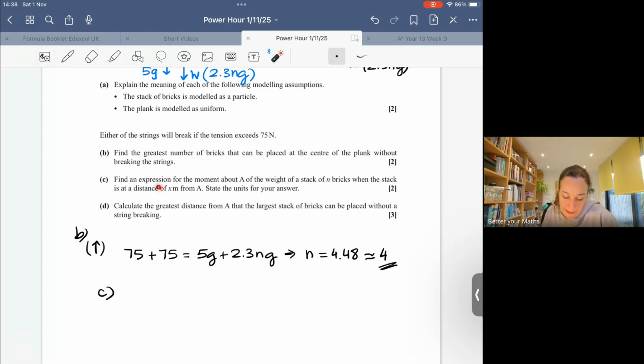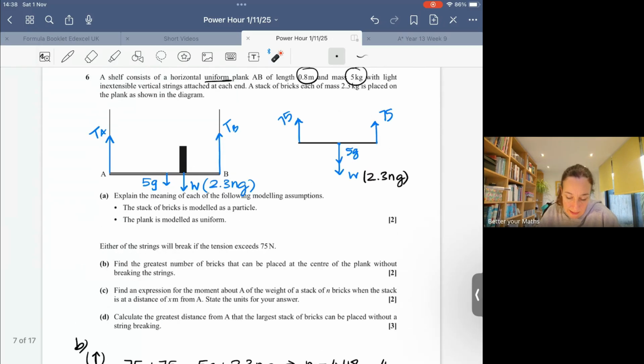Now, find an expression for the moment about A of the weight of a stack of n bricks when the stack is at a distance x from A. State units for your answer. So let's say that the bricks are here and this distance is x from A. This is x. What is the moment of these bricks around A?